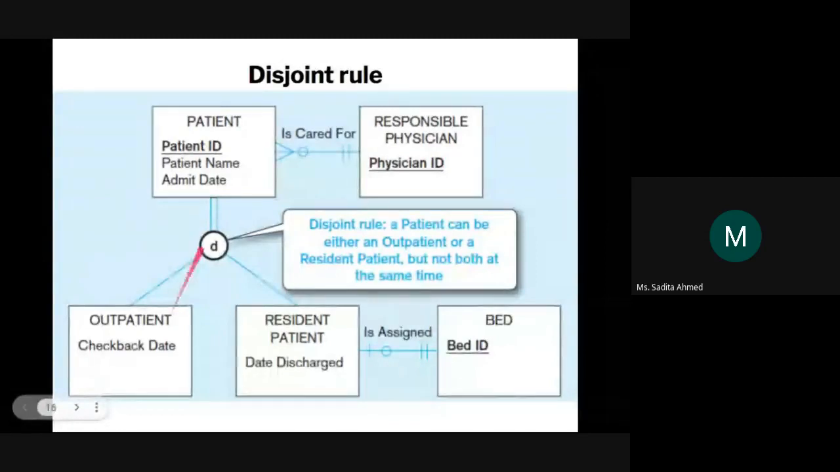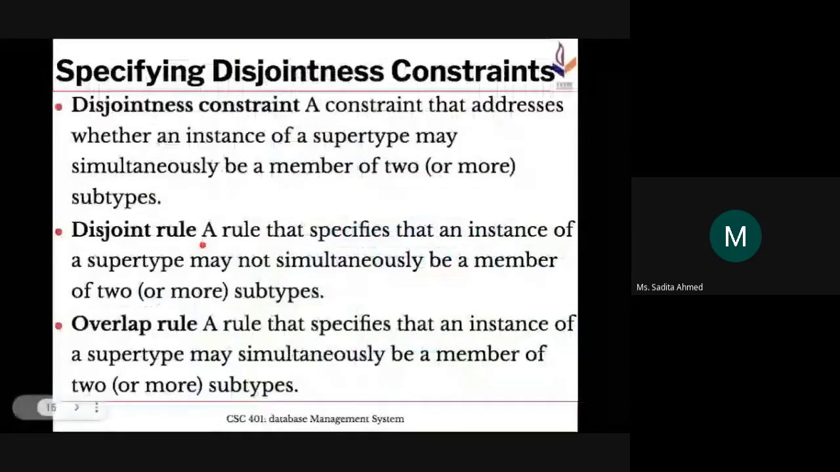Okay, so there you go, disjoint rule. So when we use the disjoint rule, we must denote it by this D inside the circle. Any notation must use this to specify the disjoint rule. And just like the completeness constraint in a supertype subtype relationship, either the disjoint rule or the overlap rule, one of these two must be followed, all right? That's mandatory. Either one of these must be specified. Within the disjointness constraint too, either the disjoint rule or the overlap rule, one of these must be specified.